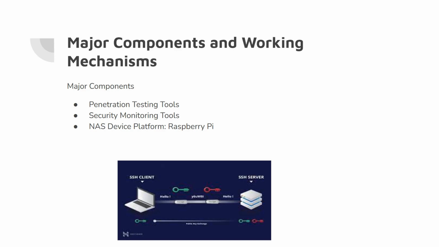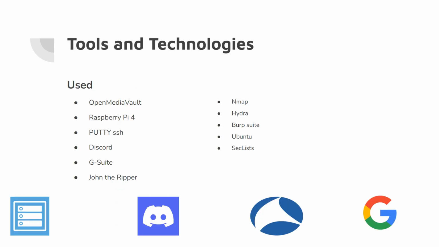So a couple of the major components and working mechanisms are the penetration tools, the security monitoring tools, and the NAS device itself, like Raspberry Pi. And a couple of those tools that we had mentioned before are just like here. So for our Raspberry Pi, we're running the Open Media Vault. We use PuTTY as our SSH connection, and we use Discord and G Suite to communicate and have all our documentation. And then for a little bit of the penetration tools and security measure tools, we used John the Ripper and Nmap, as well as Hydra, Burp Suite, Ubuntu, and SecLists.